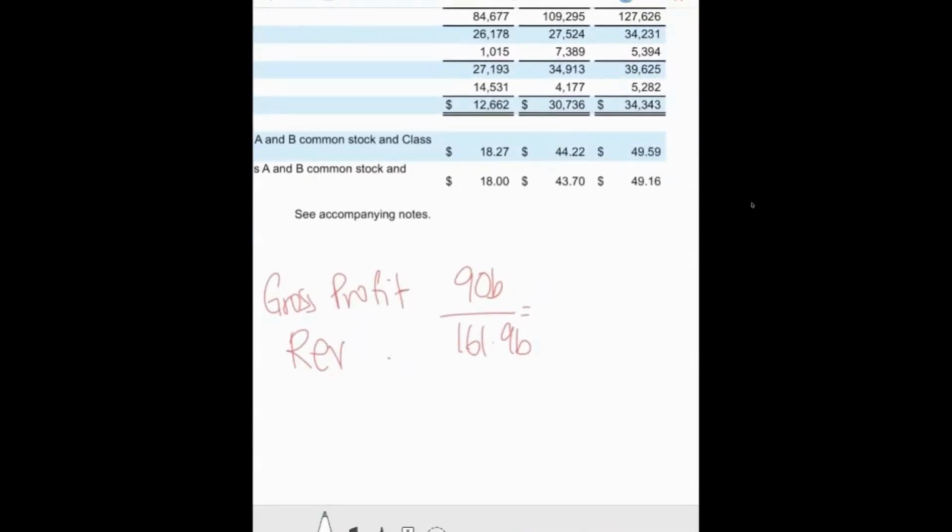Okay, so I think most of you got it right, it is 55.6%. When you do investing, just do it to one decimal place always. So the gross profit margin for Google is 55.6%. Okay, so when we look at gross profit margins, there are a few things that we want to look at.